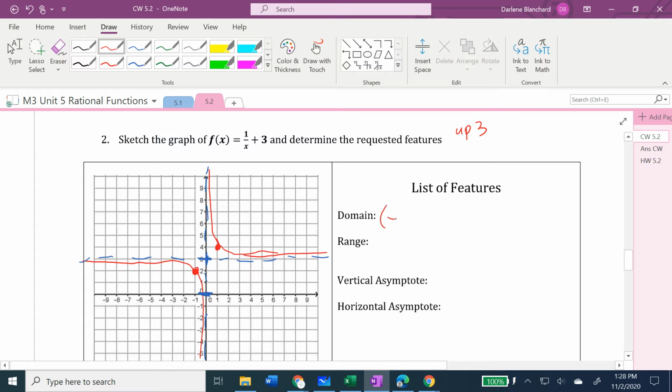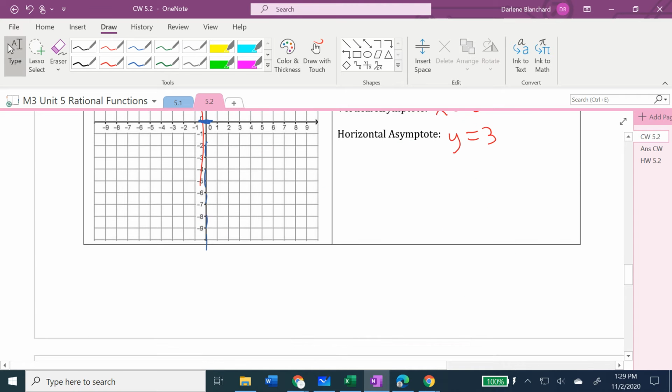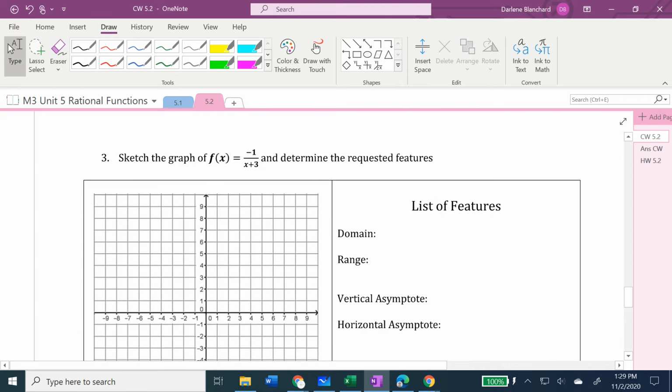And this time, what is the one number missing from the domain? The domain is missing 0. And what is the one number missing from the range? 3. Good. The vertical asymptote is the equation x equals 0, and the horizontal asymptote is the equation y equals 3. All right, moving on to another example.